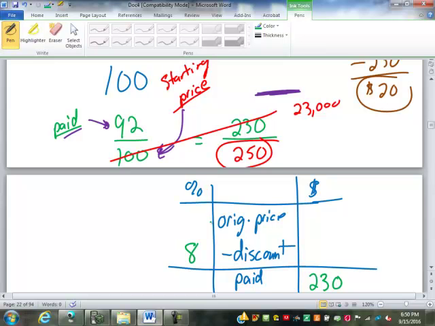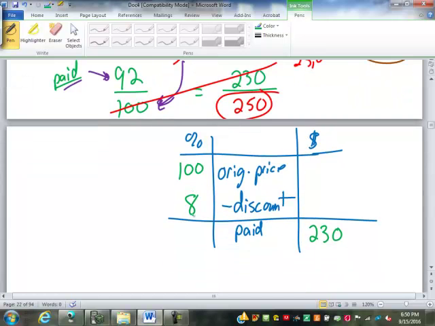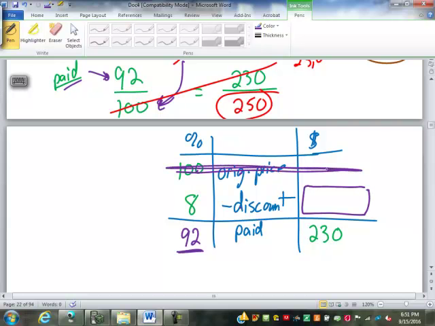Do I know anything else? In the percent problem, I always have what? The 100. That is, the original price is 100%. So now that I have this, I can fill in what for the percent paid? Original price minus discount. So 100 minus 8 is 92%. What am I looking for? Am I looking for the original price or the amount of the discount? How much you saved, so that would be the amount of the discount is what I'm looking for, right?